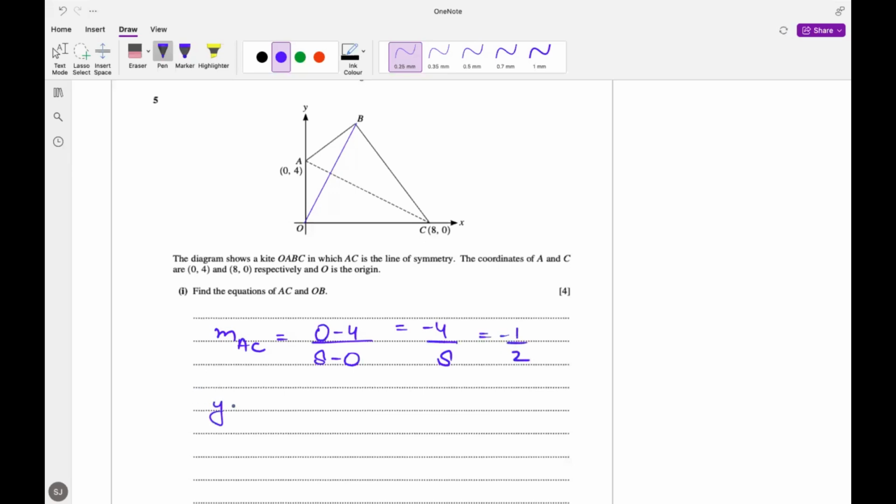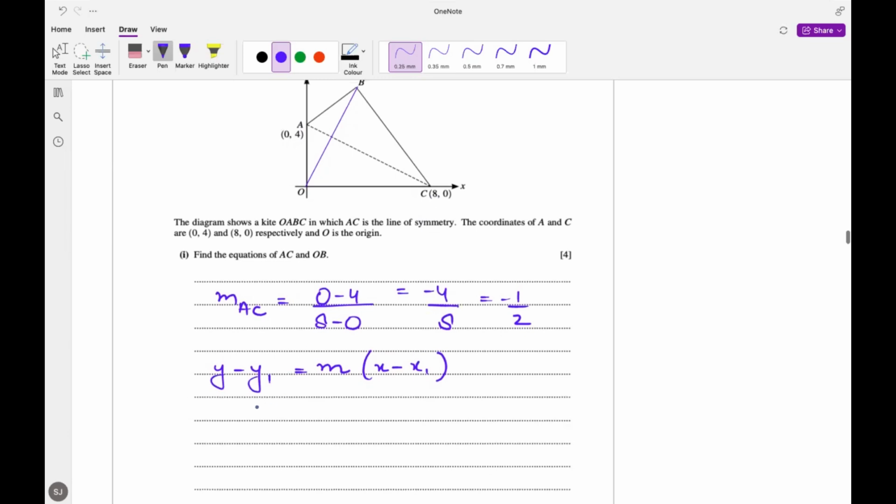We know that the formula for the equation is y minus y1 is equal to m into x minus x1. We have the coordinates 0, 4 and 8, 0. We can use either one of them. So using the coordinates of C, which is 8, 0, the equation will become y minus 0 is equal to negative 1 upon 2 times x minus 8. Cross multiplying and simplifying, we will get 2y is equal to minus x plus 8.